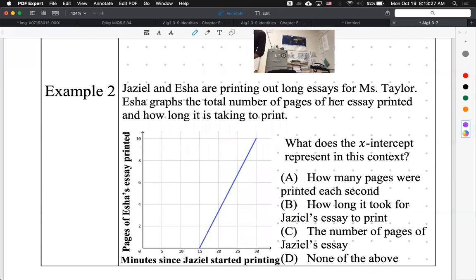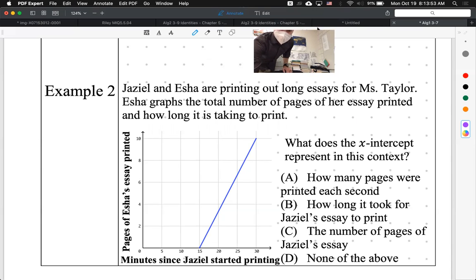I need a different, beautiful voice to read. Ripley, go for it. Ladia and Esha are obtaining long answers from Ms. Taylor. Esha graphs the total number of pages of graphs they have printed and how long it takes to print. Okay, and what does the X-intercept represent in this context?